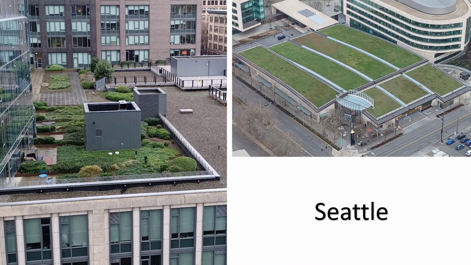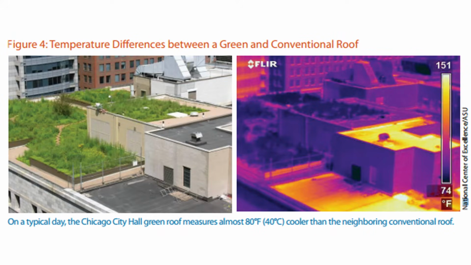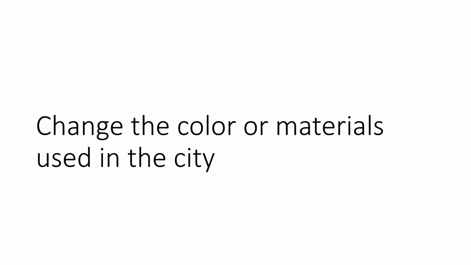Here we've got some examples in Seattle. Some more examples in South Korea from this past summer. And you can see, once again, the impact that these plants have. Here's the plant side, and you'll notice over here, it's a lot cooler. Here's an area that not only doesn't have any plants on it, it's also a dark color. It's going to soak up a lot of sun. Notice how hot it is.